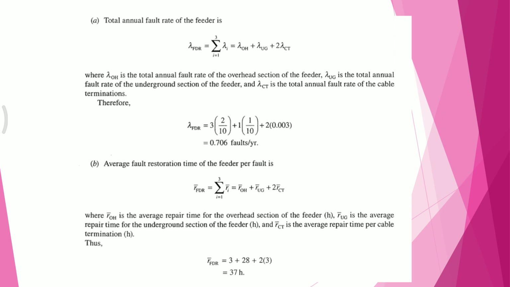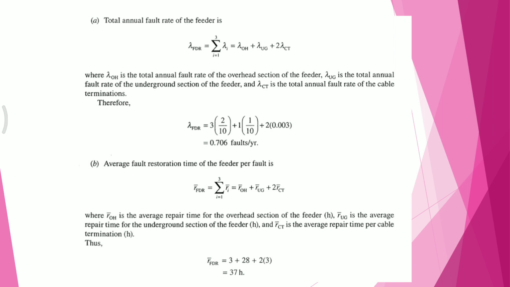Therefore, lambda FDR is equal to 3 into 2 by 10, where the 3 is the 3 miles of overhead section, and 2 is the fault per circuit mile considered for the overhead section, and 10 years is the duration of the faults that has been recorded.